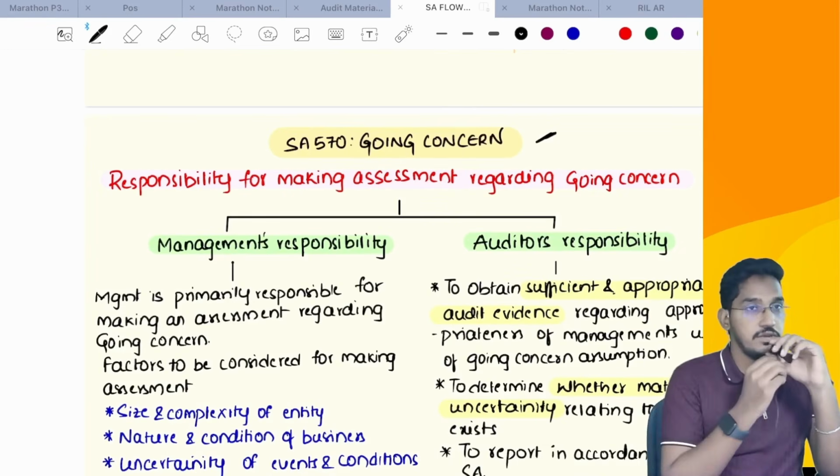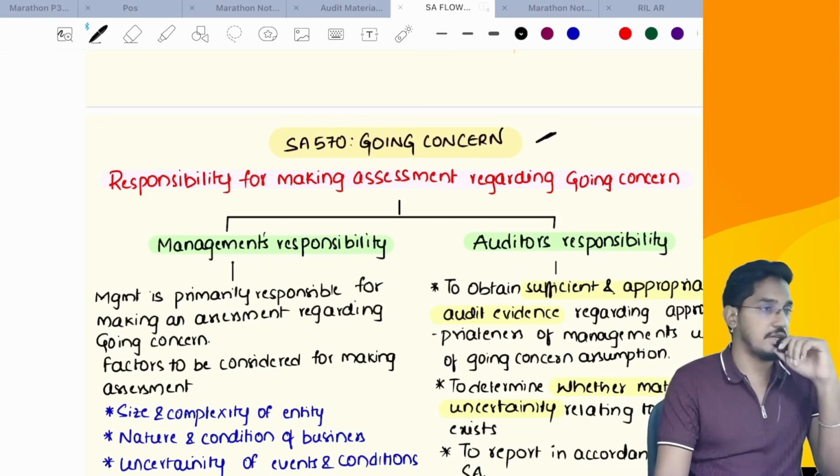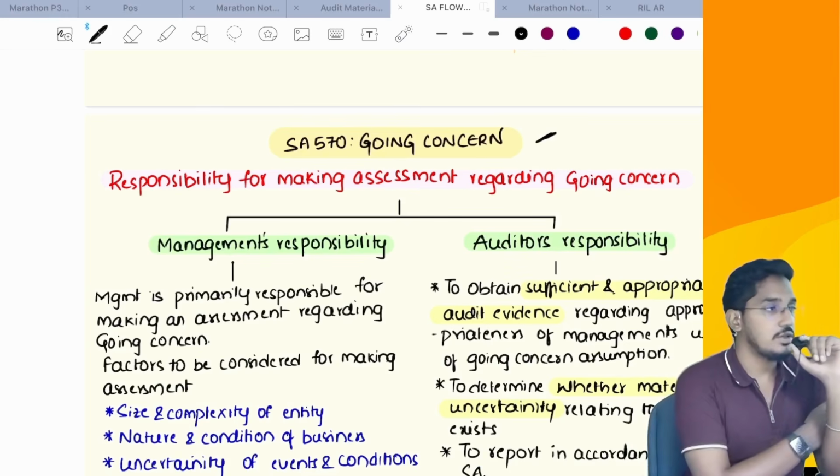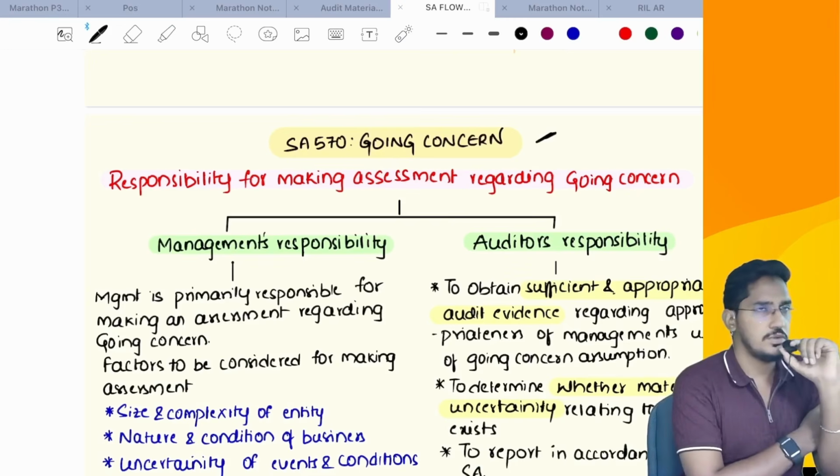Okay, so we will try to cover now SA 570, talking about going concern, one of the most important standards from the examination perspective. Conceptually also it is very important. So let us try to understand SA 570, which is talking about going concern. Is going concern an important matter?